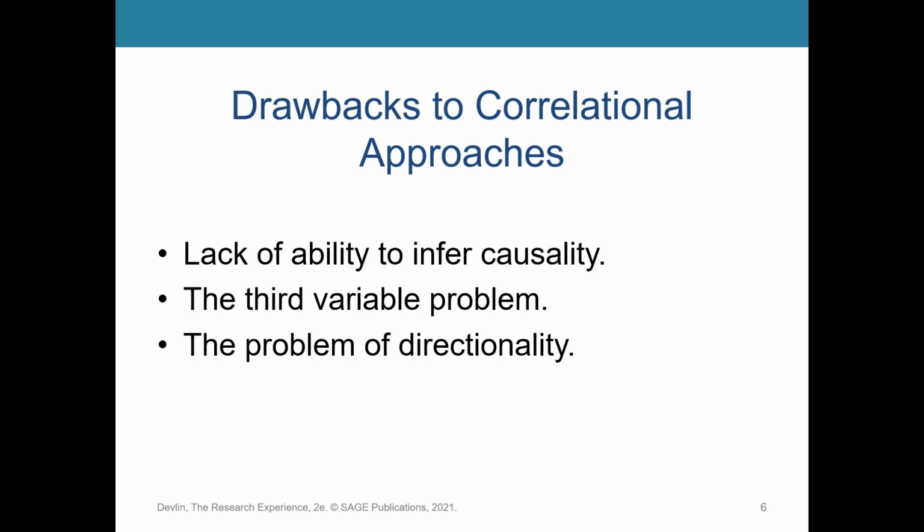There are a couple of drawbacks to correlational research, and that's the lack of your ability to infer causality. Now remember, you can never draw cause and effect with correlational research. There's also a third variable problem. Just because two variables are related doesn't mean that one caused the other. There could be another lurking variable, as we call it, that is mixing up your results and causing you to get some kind of association. And because there's no causation, we can't claim directionality. We can't say variable A caused variable B or variable B caused variable A.